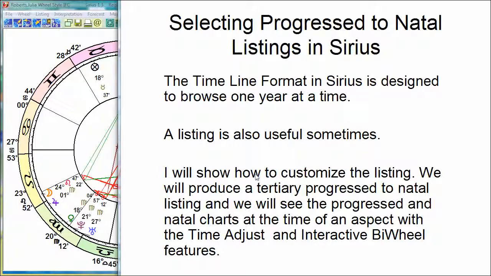I'm going to show you how to select a Progressed-to-Natal listing in the Sirius software. In the Sirius software, we often use the timeline format. The nice thing about the timeline format is it's very visual. You can see all the aspects that are going on at one time.